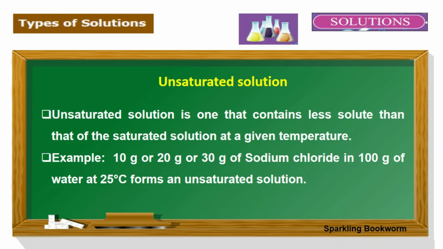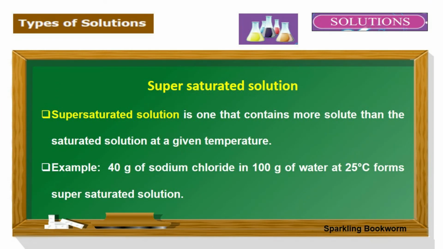Unsaturated solution. Unsaturated solution is one that contains less solute than that of the saturated solution at a given temperature. Example, 10 gram or 20 gram or 30 gram of sodium chloride in 100 gram of water at 25 degrees Celsius forms an unsaturated solution.